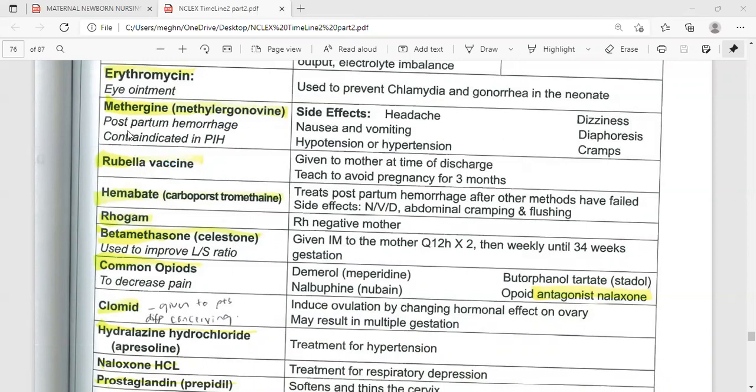It is super important to educate your patient. Do not get pregnant within 3 months after taking the rubella vaccine. So it is given to the mother at the time of discharge from the hospital after the delivery, and educate them to avoid pregnancy for the next 3 months.